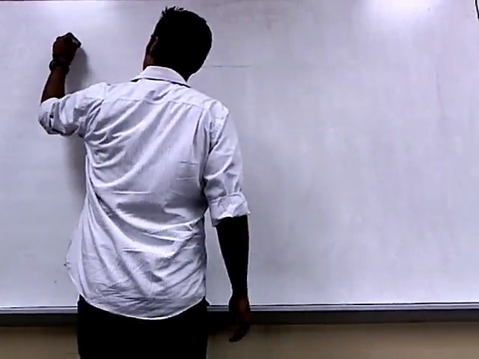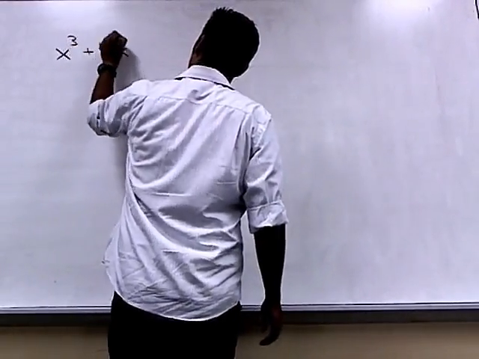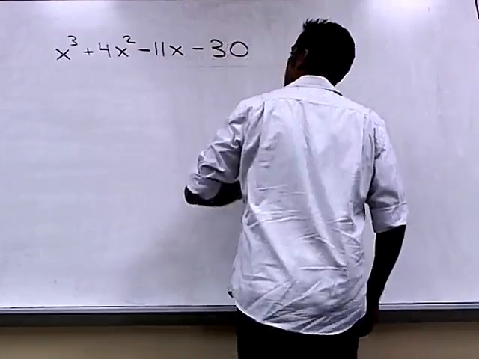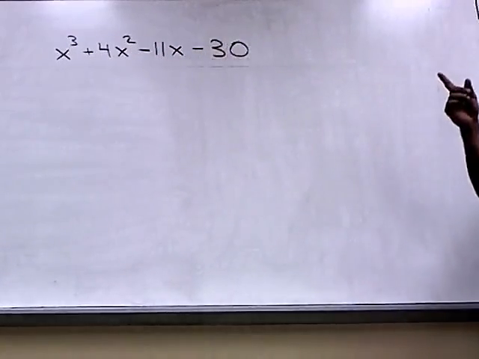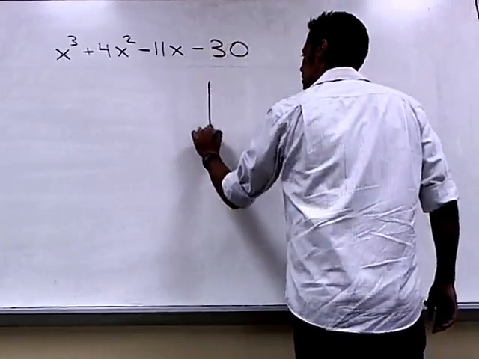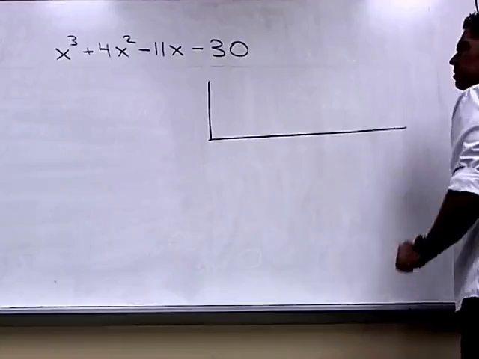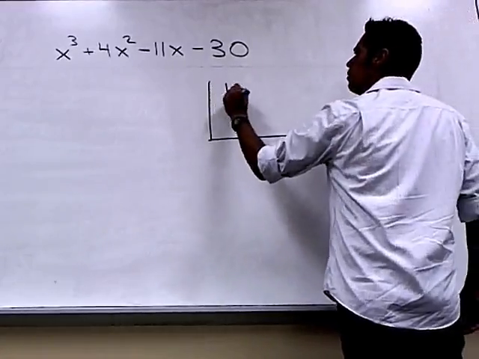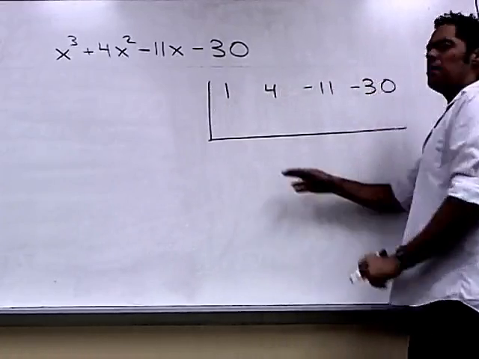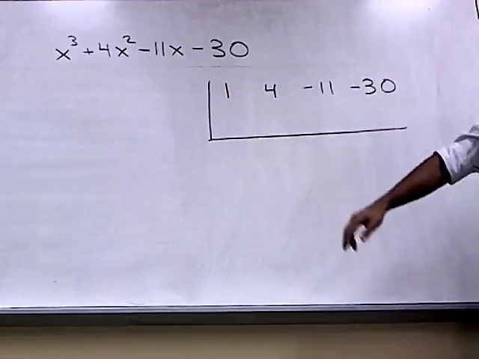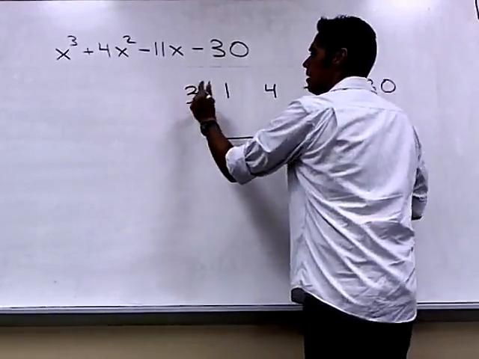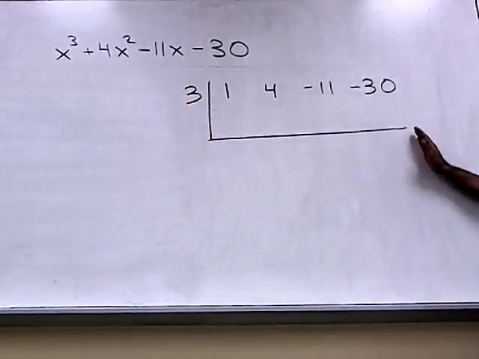x cubed plus 4x squared minus 11x minus 30. We've gone through this example, right? And we had taken the synthetic division box, and we had put our numbers in here, 1, 4, negative 11, and negative 30. And then what number did I start with? The first one I used? 3, okay, right? I said 3, and then we showed that it worked and got us a remainder of 0.